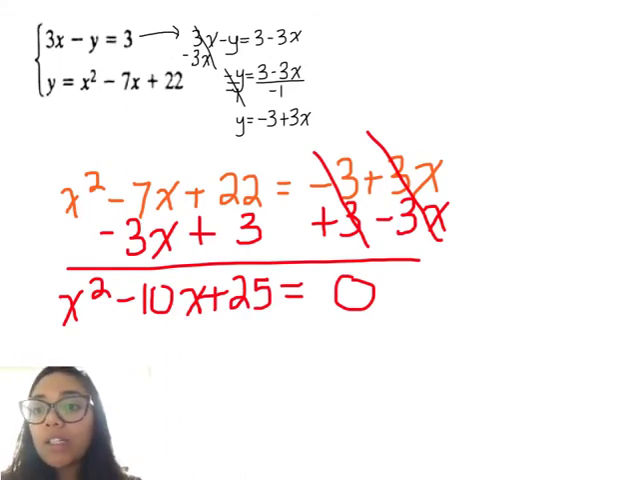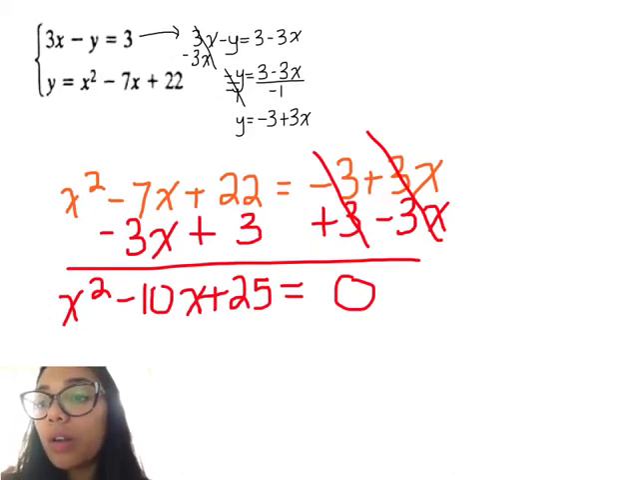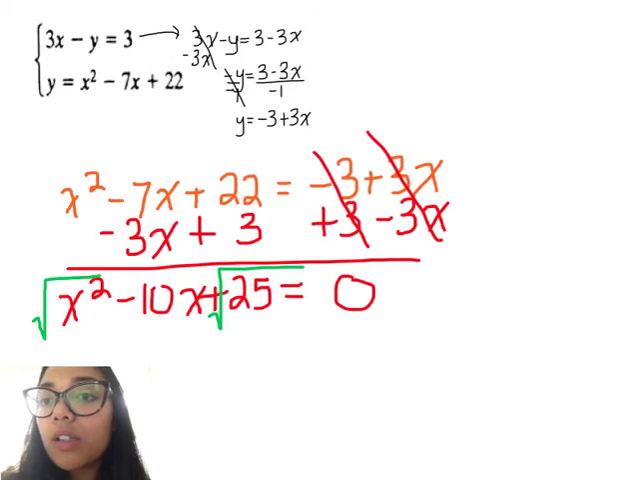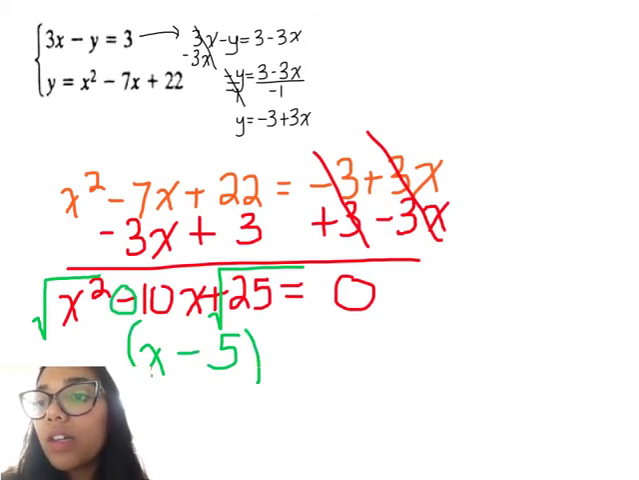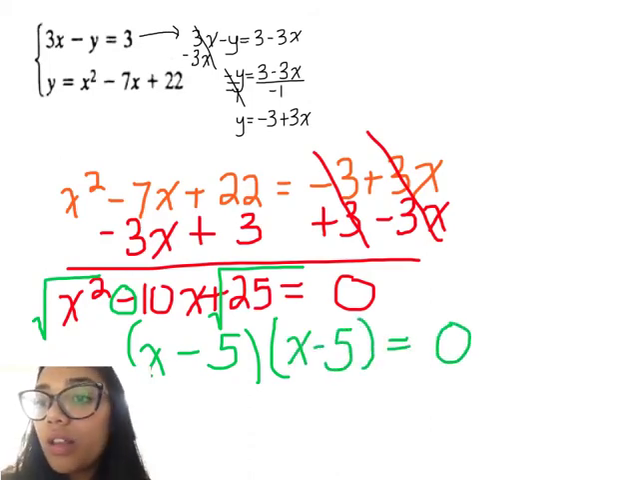Well, now I need to make my t-chart, or if you recognize your first and your last numbers are both perfect squares, you could do the square root of your first number and the square root of your last number. This is just a trick. If you don't remember this trick, you can do your t-chart to figure out what x equals. So the square root of x squared is x. The square root of 25 is 5. And because there's a minus sign here, this will be x minus 5 times x minus 5, which will equal 0.